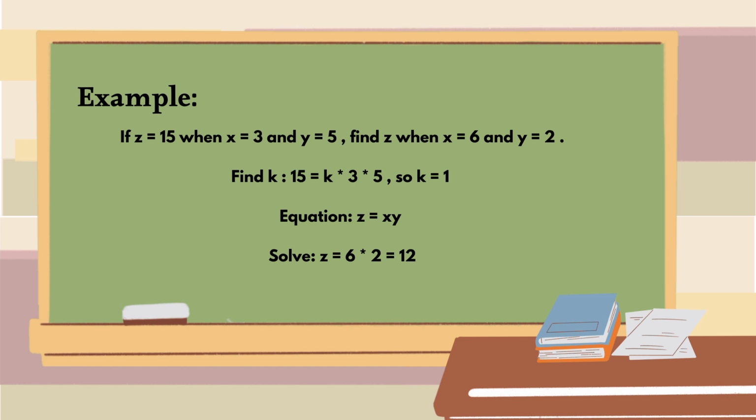Now let's solve for k. k equals 15 over 15, which is 1. So our constant is 1. And now let's solve for z. We know k is 1 and we're given x equals 6 and y equals 2. Use the equation z equals kxy. Substitute the values: z equals 1 multiplied by 6 multiplied by 2, and it will become z equals 12. Therefore, when x is 6 and y is 2, z equals 12.